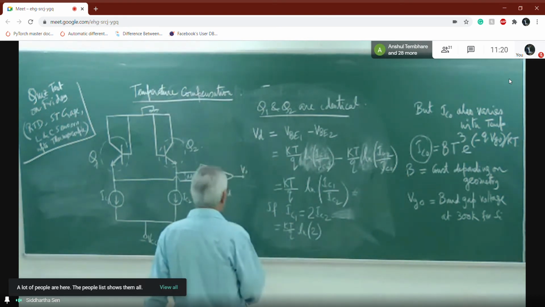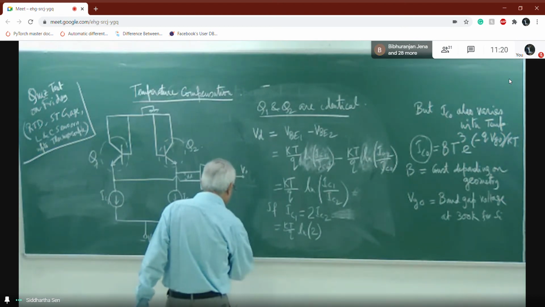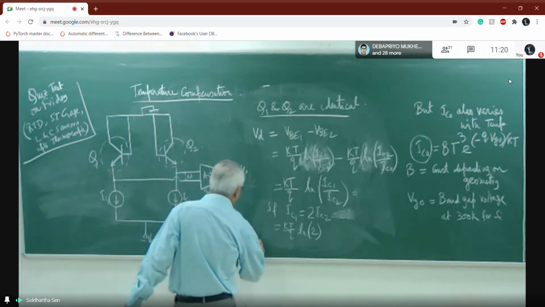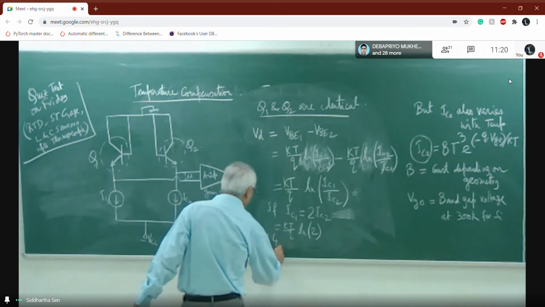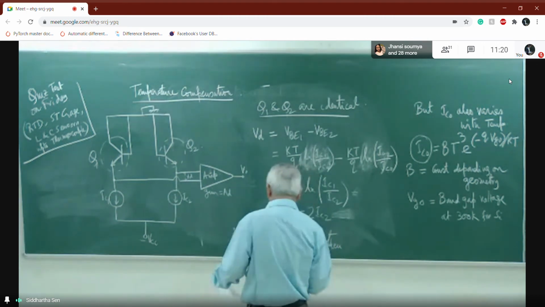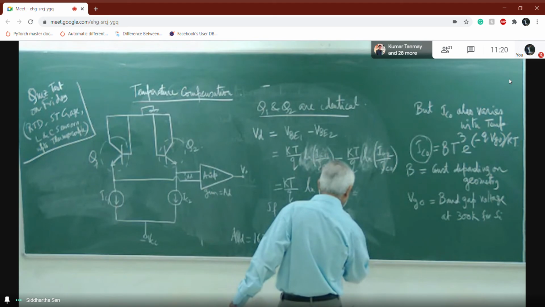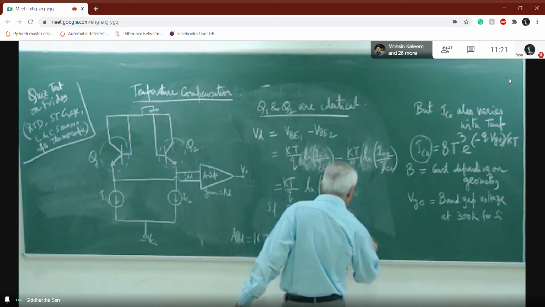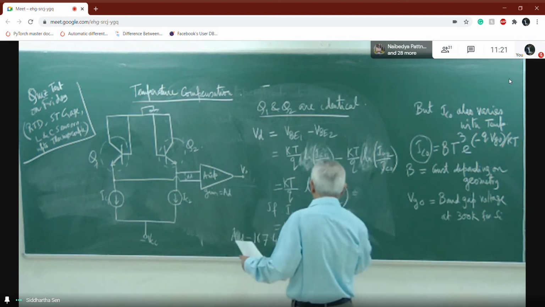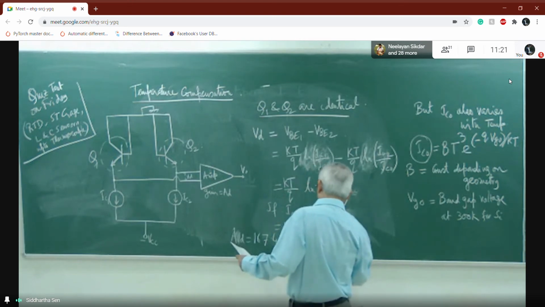And if we make it that AD, we select it, AD is equal to 167.4, then what will happen? That VBE is equal to by T. That means it is completely linear. Sorry, not VB, it is V0.